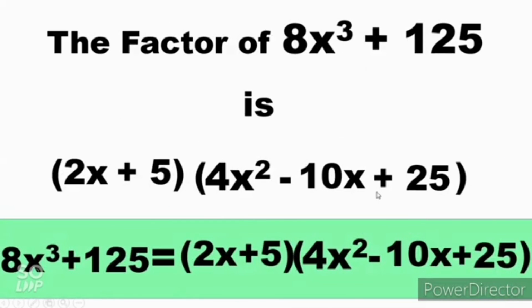Okay, next. Therefore, the factor of 8x cubed plus 125 is the quantity of 2x plus 5 times the quantity of 4x squared minus 10x plus 25.